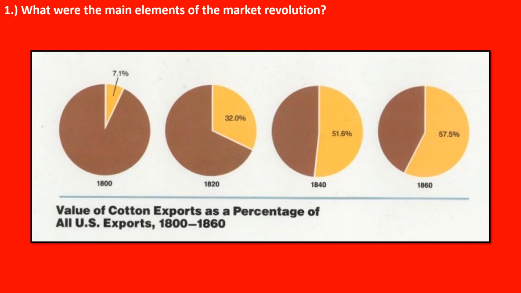So cotton will become king, and King Cotton will become America's largest export. In fact, as you can see here, by 1860, which is the outbreak of the Civil War, cotton exports will account for more than all other exports combined.